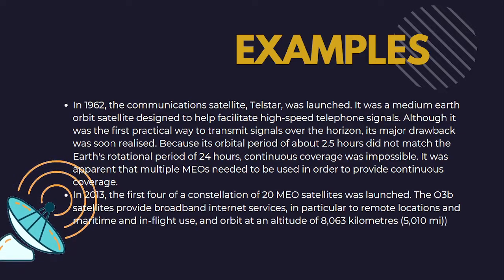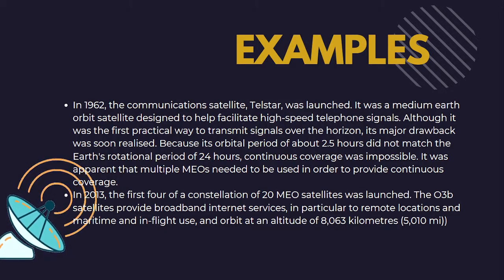It was a medium Earth orbit satellite designed to help facilitate high-speed telephone signals, and it was the first practical way to transmit signals over the horizon. Its major drawback was soon realized because its orbital period of about 2.5 hours did not match the Earth's rotational period of 24 hours. Continuous coverage was impossible. It was apparent that multiple MEOs needed to be used in order to provide continuous coverage.